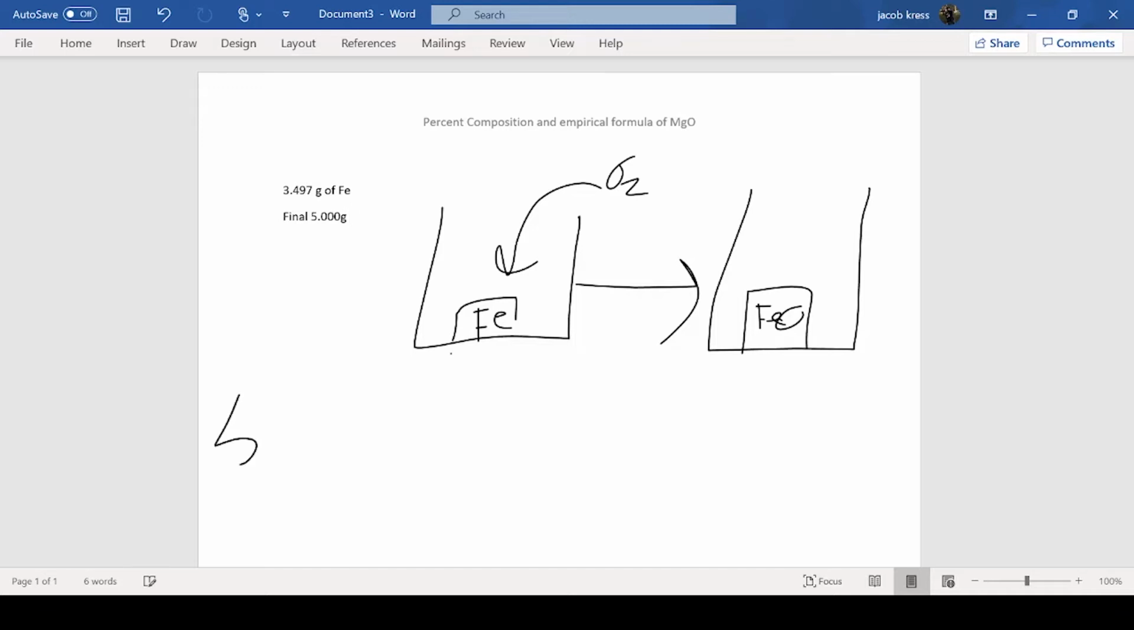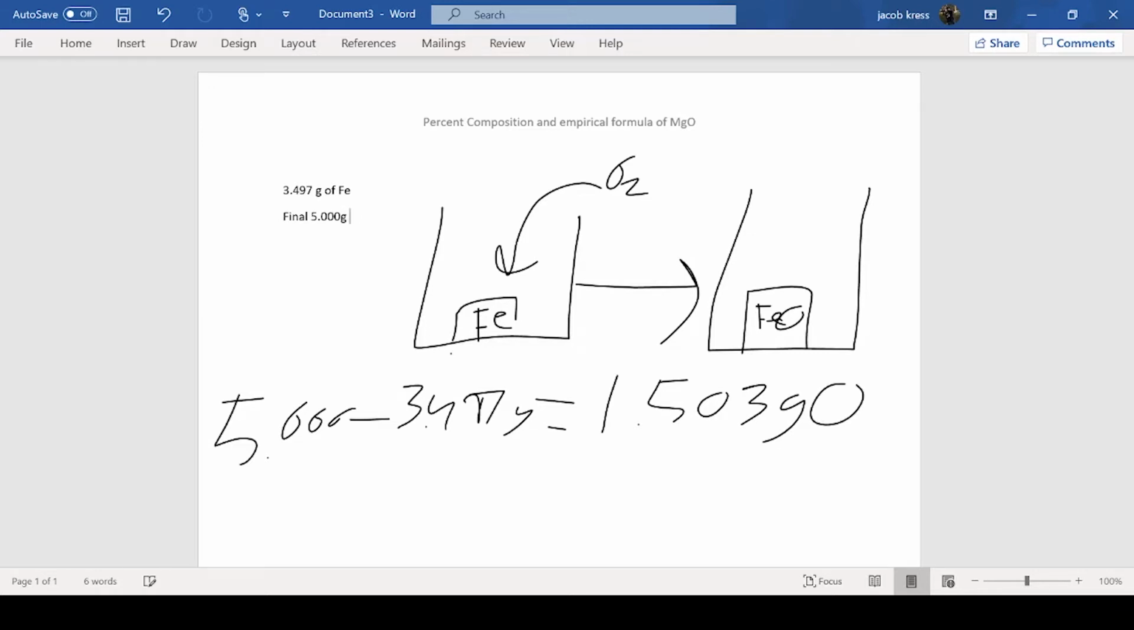So the way we would solve for oxygen is we would take our 5.000 grams and subtract from it what we knew at the start, which was 3.497 grams. And when we do that, we are going to be left with 1.503 grams of oxygen. So now that we have the grams of each, we can get to the actual percent composition.